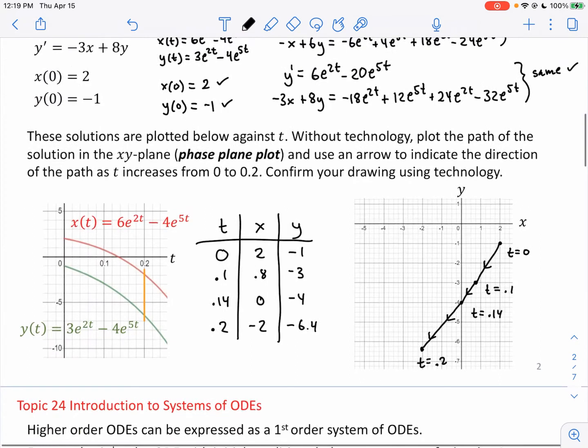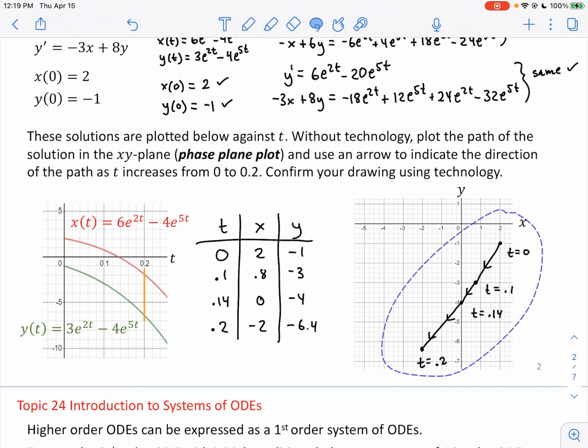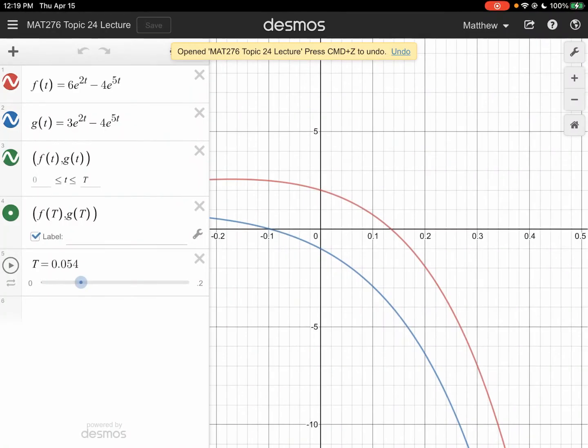All right, so this is done without technology, just looking at the graph of x and y against t, and for various values of t, tracking what x and y are, and then plotting that path in the xy plane. This is the same thing you might have done in a Calc 2 class when you did parametric equations. Now I'm going to move over to Desmos and open a file that I already entered. So there's the red and the green.